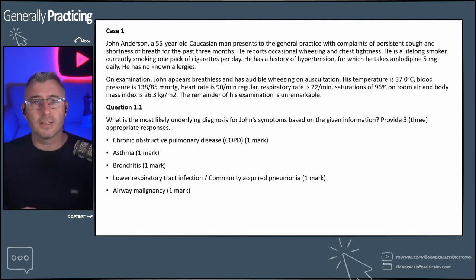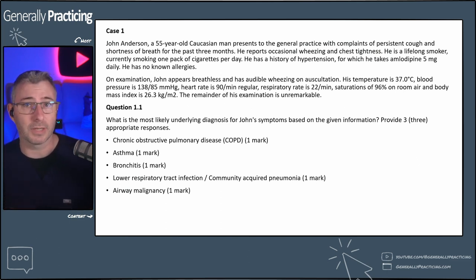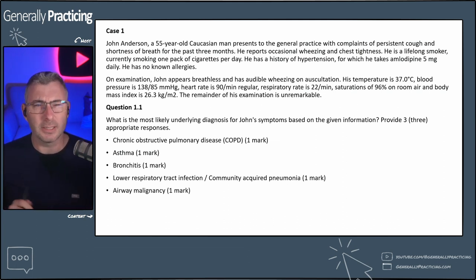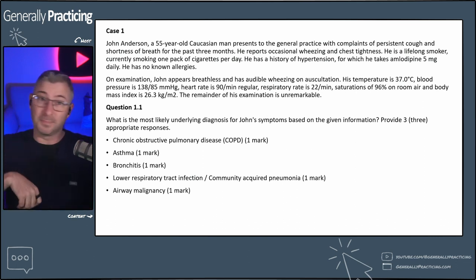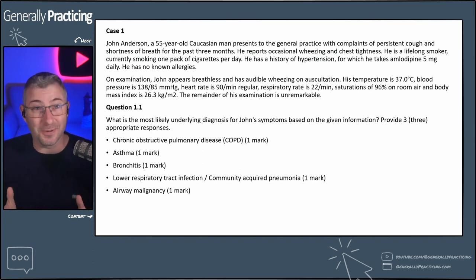So, this is, I think, a case that's screaming out for COPD, chronic obstructive pulmonary disease. Again, remembering that we want to avoid using abbreviations whenever possible. Now, it is clinicians marking these exams, so there is a little bit of common sense leeway. However, they have stated again and again, if you really want to make sure that there's no risk of missing out on marks, make sure that you spell out any abbreviation that you might want to use.